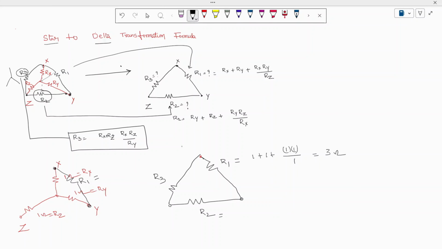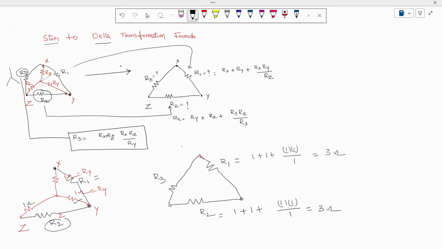Similarly, I need to find out this R2 value. This R2 is connected between two reds. This is one red value and this is another red value. So this is nothing but 1 plus 1 plus the product of 1 into 1 divided by what is connected at 90 degrees, which is 1. So this is also equal to 3 ohm.